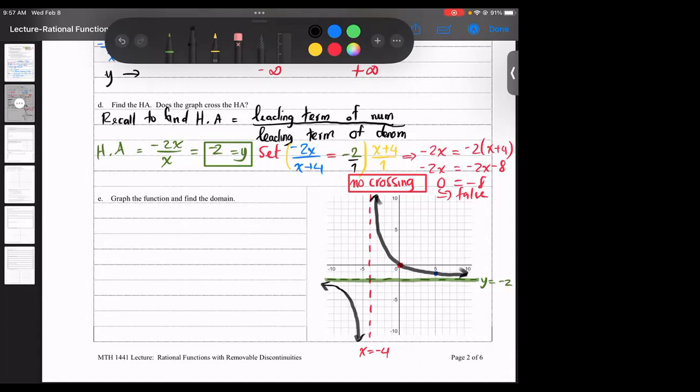Can someone tell me what's my domain? By just looking at the graph. Remember, domain is going to be your x value. So it looks like the function starts from -infinity, and you stretch this out, and then it stops right at -4. So -infinity. Do I include -4? No, right? That's your vertical asymptote. And then union, another part, from the right of -4, it goes to infinity.